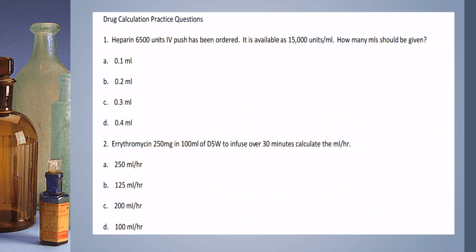This is your short exercise, very simple. You have heparin 6500 ordered, your available dose is 15,000. How much ml should you give? Put your answers in the comment box. Your erythromycin is 250 mg, but this time I have it diluted in 100 ml of dextrose water. Now, it should be given over 30 minutes. So give me my ml per hour. Put your answers in the comment box, and let's see how well we have understood the concept.